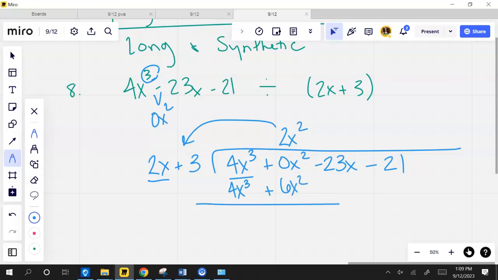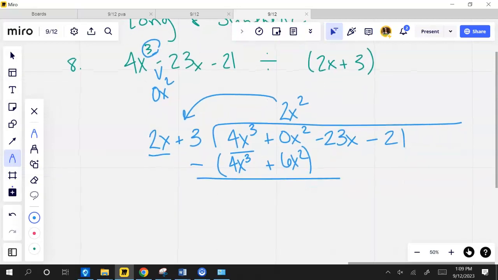Just like regular long division, I subtract this whole thing. The first one should cancel. And then I get 0x squared minus 6x squared, which is what? Same step as regular long division: drop down the next term. Now what? That's right. 2x times what gives you negative 6x squared? Negative 3x. And now multiply around.